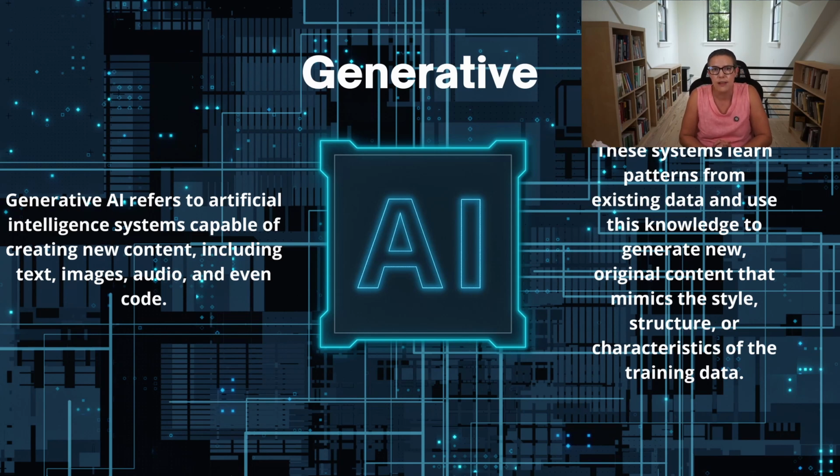inputs. Relevance to the humanities is that generative AI can be used to create pastiches of literary styles, generative visual representations of historical scenes. It can compose music in the style of specific composers, or even help in reconstructing damaged artworks or texts.